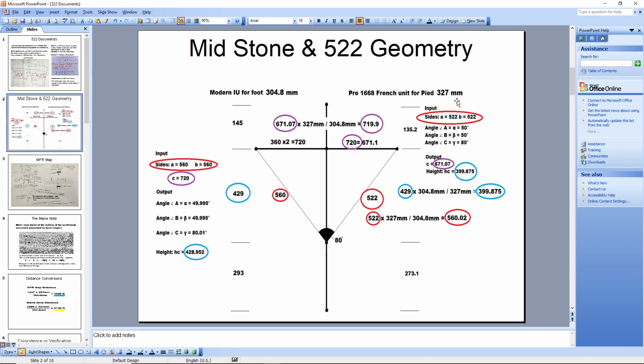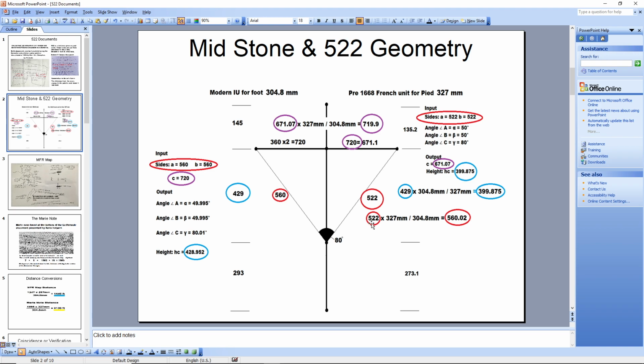These are pre-1668 French foot units. When you multiply 429 by today's modern units and then divide it by French pre-1668, look, you get the exact same. You get pretty close with the 720. You get within 1/10 of a foot. That's 1.2 inches.